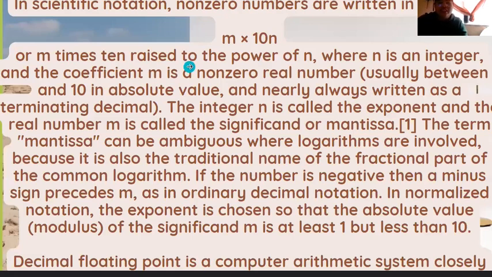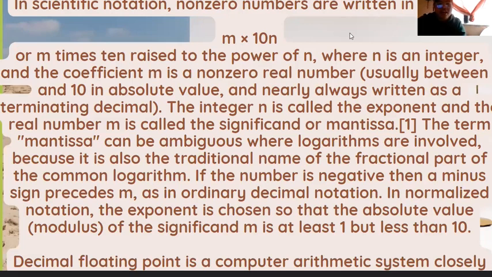In scientific notation, non-zero numbers are written in the form m times 10^n, or m times 10 raised to the power of n, where n is an integer and the coefficient m is a non-zero real number, usually between 1 and 10 in absolute value and nearly always written as a terminating decimal. The integer n is called the exponent and the real number m is called the significand or mantissa.